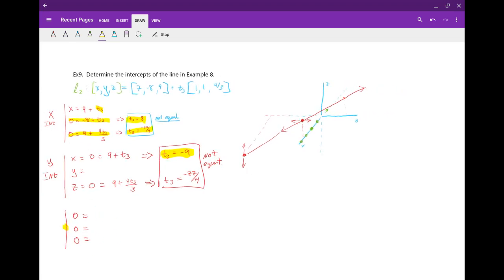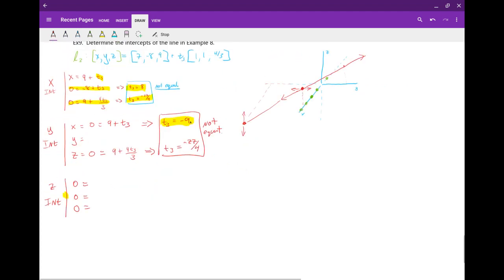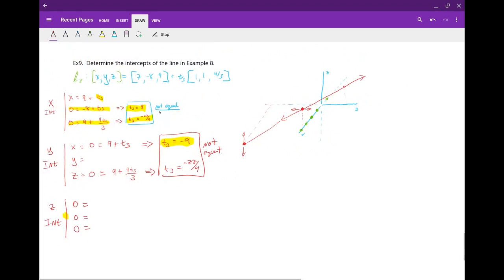Anyway, there you go. I won't finish out the z one there, but I think you guys got that. And so there you go. There's some questions on intersections of, or no, not intersections, just regular lines. Okay, regular lines.